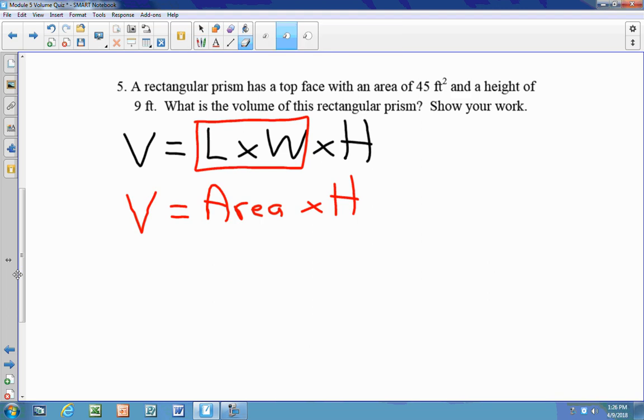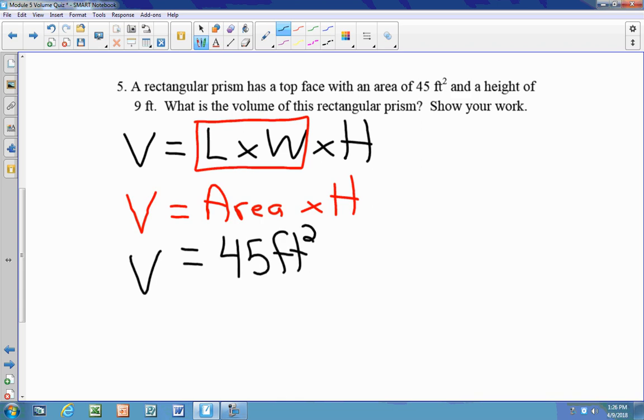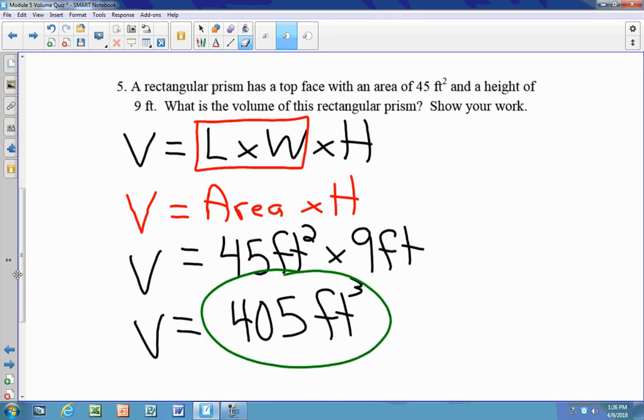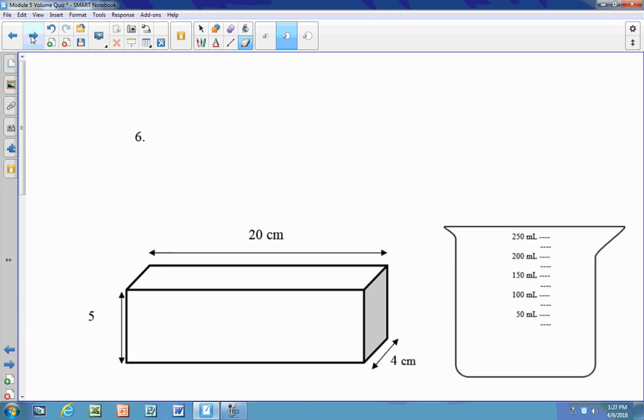And when we do that, we can then fill in our numbers. Volume equals our area times our height. And when we do that math out, 45 times 9, we end up with 405 feet cubed. And we want to make sure that our answer stands out with a unit. Next, we're moving on to some more items with pictures.